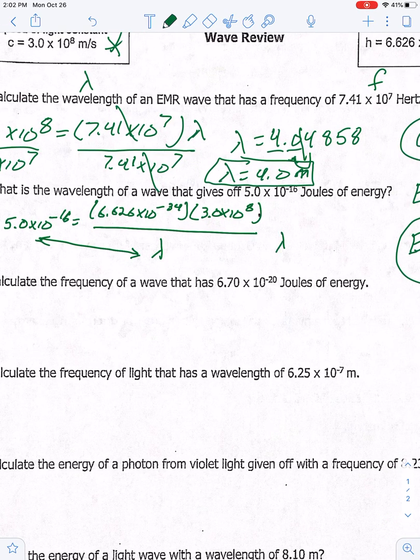So what I'm going to do in my calculator is 6.626 times 10 to the negative 34 times 3.0 times 10 to the 8th. Get my answer, and I'm going to divide that by 5.0 times 10 to the negative 16th.